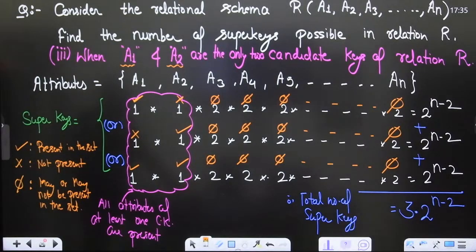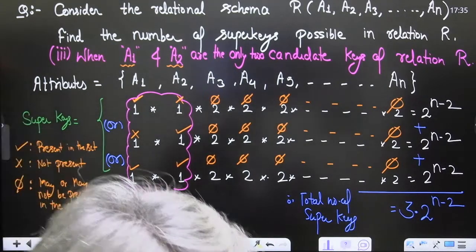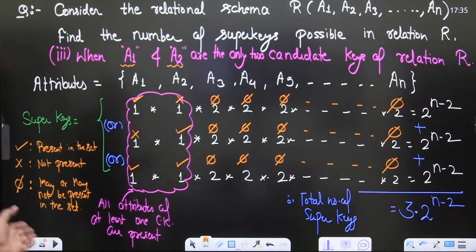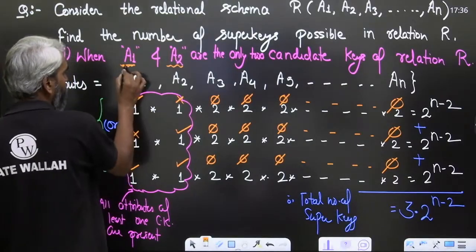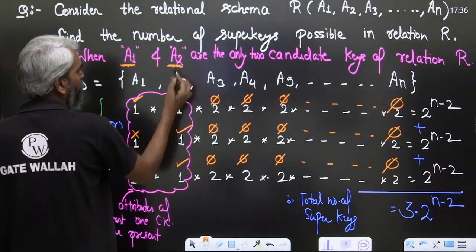How the number of super keys are calculated? That's what I am explaining. All the attributes of at least one candidate key should be present. That means either all the attributes of the first candidate key A1 should be present, or all the attributes of A2 should be present.